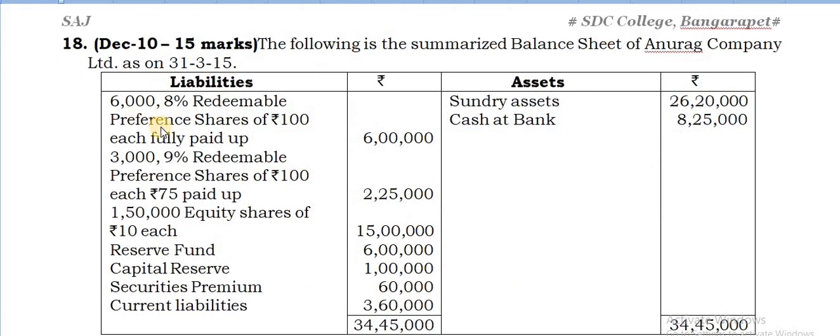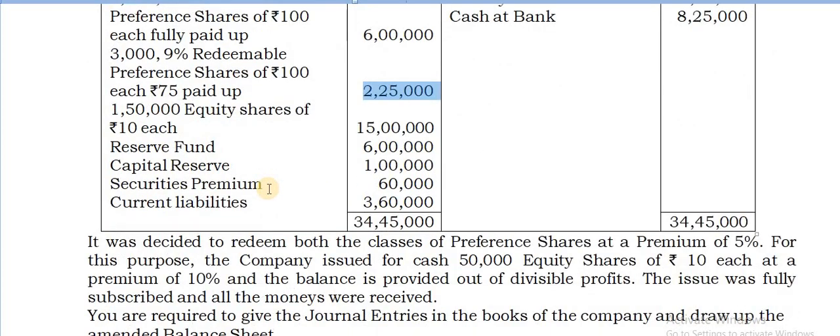You consider the next question, question number 18. Keep noticing each and every item given here. There is a redeemable preference shares fully paid. This is one group. And another 75 rupees paid up. Now, since it is partly paid up, this will be there. We shall see what is being given.